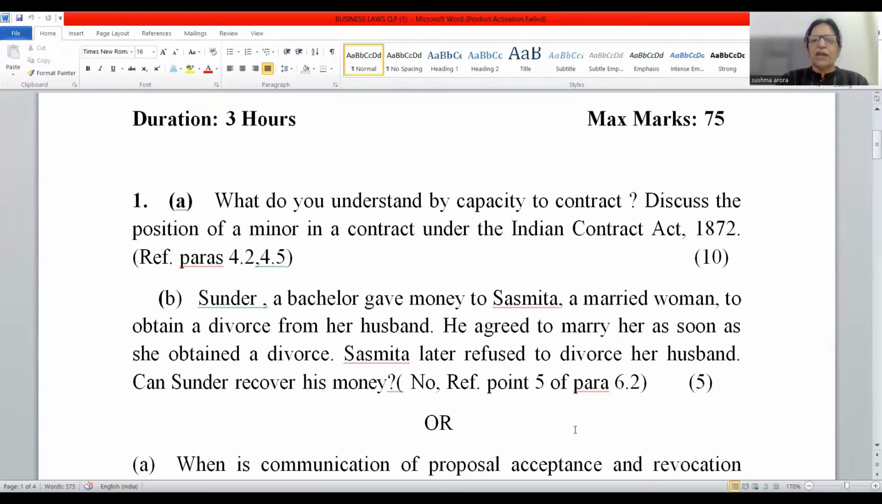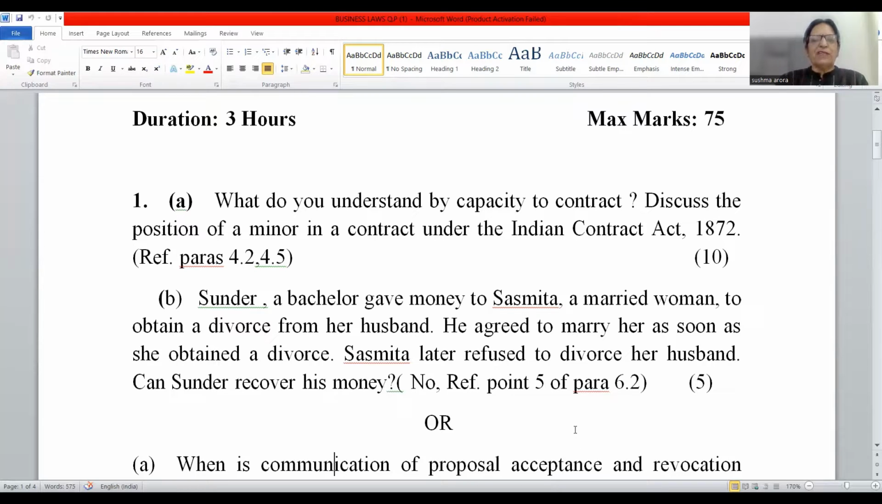What do you understand by capacity to contract? Capacity to contract, or competency of the parties to contract, has been defined under section 11. Discuss the position of a minor in a contract under the Indian Contract Act 1872. Every minor, every person of unsound mind, and every person who has been disqualified under the law to which he is subject, is incompetent to contract. There are around 15 to 16 points which explain the position of a minor. Mohori Bibee versus Dharmodas Ghose is a very important landmark case law regarding minors. All agreements entered into with a minor are absolutely void ab initio and inoperative as against him. The rule of ratification is not applicable in the case of a minor.